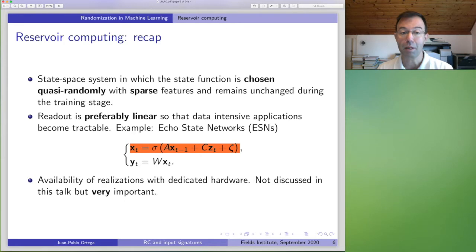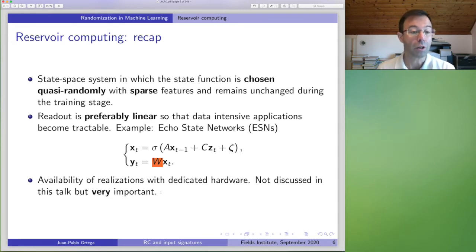And if you look at the papers by Herbert Jaeger, for example, this A and this Z are typically sparse, and then all you tune is this W. So it's sparsity, randomness, linear readout. This is, if you will, the holy trinity of reservoir computing.